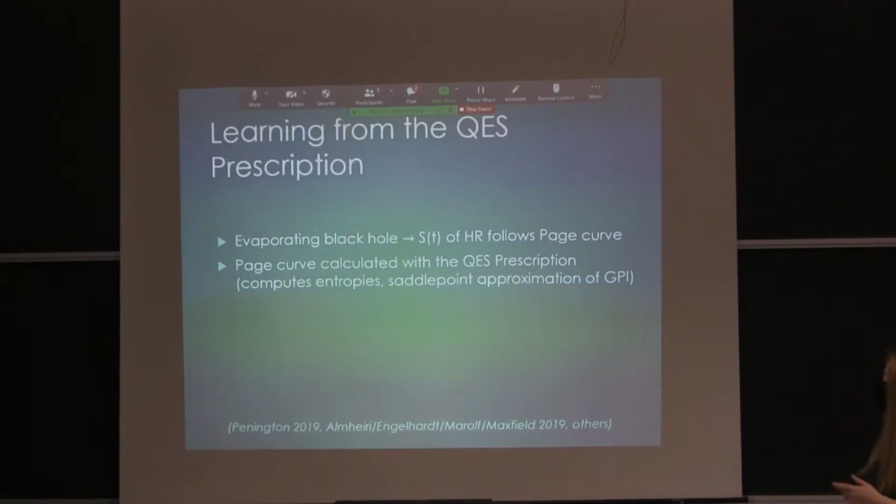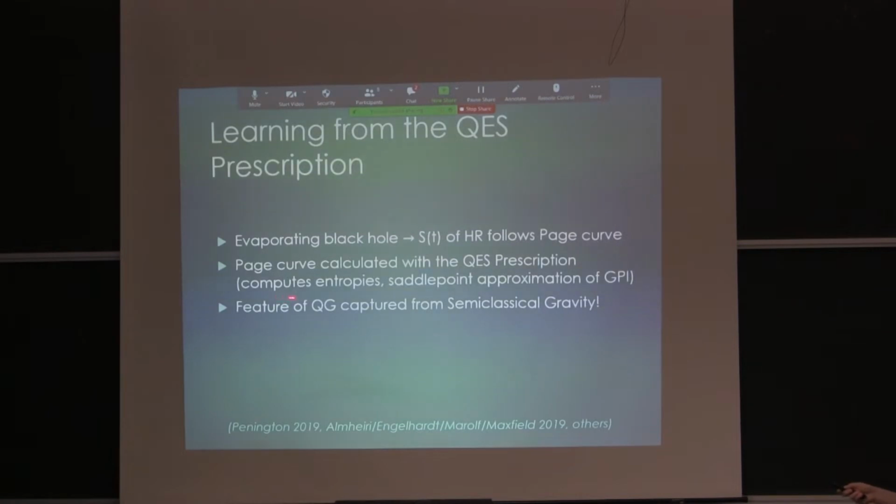But one thing that's really exciting about this recent work using the quantum extremal surface prescription to compute the Page curve is it seems like this calculation is capturing something very interesting about quantum gravity, the Page curve, from a semi-classical analysis. So in the quantum extremal surface prescription, the bulk state is computed semi-classically. I'll explain that in more detail in a moment. But this seems like something very exciting. Perhaps there's an in to understanding quantum gravity here that we didn't realize we had before.